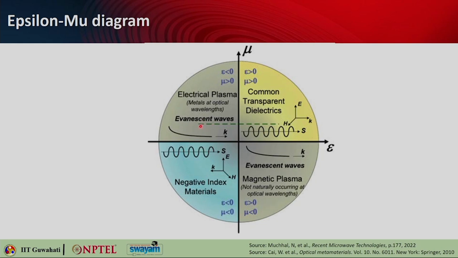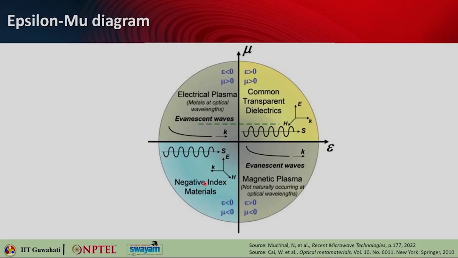Moving on to the second quadrant, here epsilon is negative, but mu is positive, and that is the case of an electrical plasma, or you can say that is what happens with metals at optical frequencies. Here, propagation is not supported; there is basically an evanescent wave. So, you can only have an evanescent wave in metal. So, metal does not support propagation of light, right.